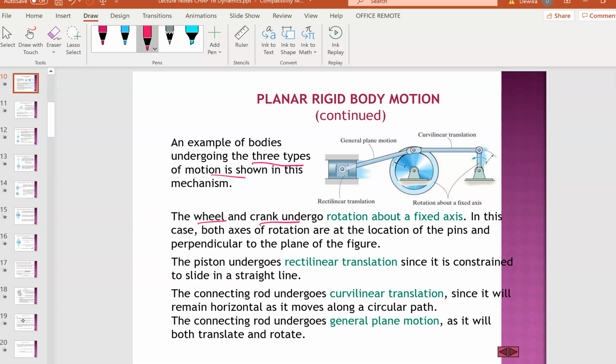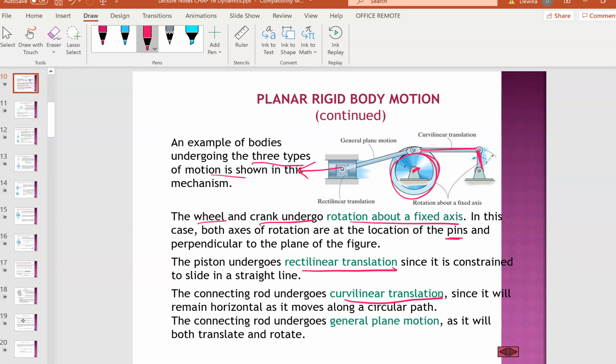The wheel and the crank undergo rotation about the fixed axis. In this case, both axes of rotation are located in the pins, and perpendicular to the plane in the figure. Okay, and then we have the rectilinear translation, which is the piston. Piston goes under rectilinear translation. And then we have the connecting rods, which go to the curvilinear translation.